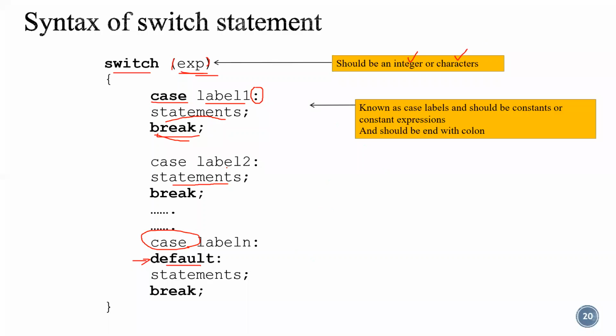So here the case labels should be ending with a colon. Understood? The difference between colon and semicolon: colon is double dot, semicolon is a dot and a comma, right? So after each sentence, you should be ending with a semicolon, but for the case labels, you should be ending with a colon. In the default case, we are not using the case keyword, but it is also ending with a colon. Are you getting?